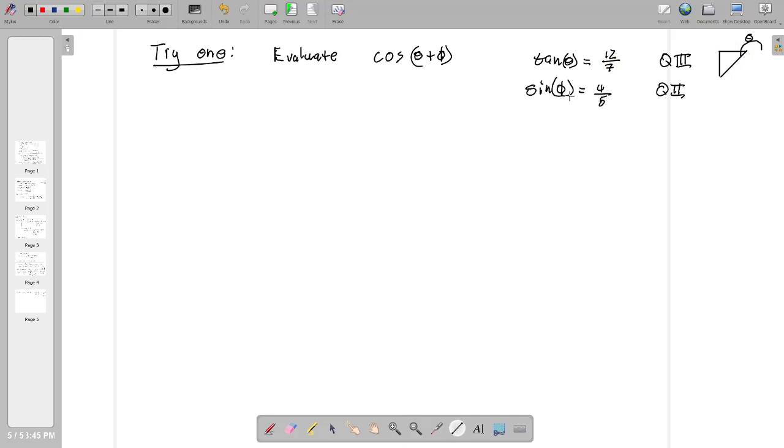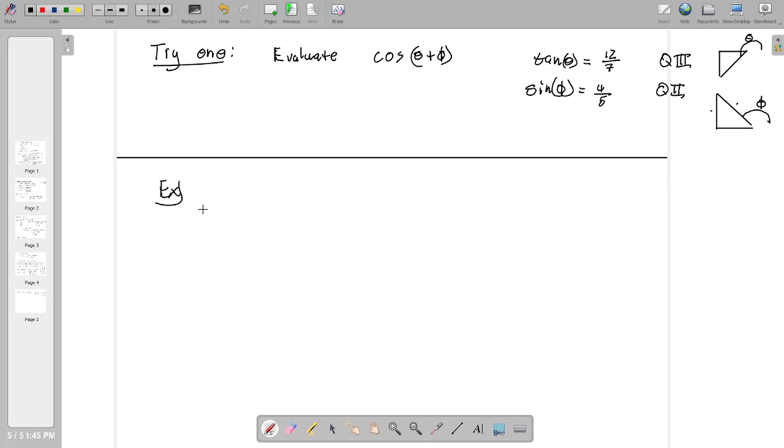And similarly for phi, I would draw my triangle in quadrant 2, like this, where this is my phi. Again, it's still opposite over hypotenuse. Just be careful when you label your third side because it's moving to the left. So our x value is going to be negative.